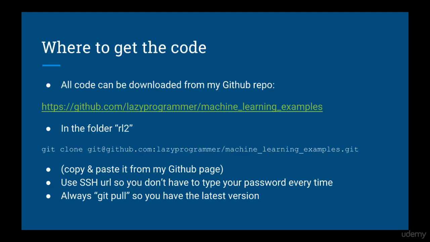In this lecture, I'm going to show you where to get the code for this course. All of the code from my machine learning courses is in my GitHub repo, github.com/lazyprogrammer/machine-learning-examples. The relevant folder for this class is RL2. The command to download the code is git clone and then my GitHub URL, which you can copy and paste from the repo homepage. I would recommend using the SSH URL so that you don't need to type in your GitHub password every time you do anything. Make sure you periodically check for updates or run git pulls so that you have the latest version.